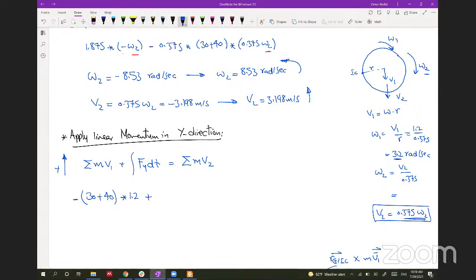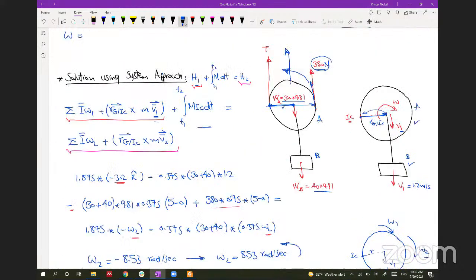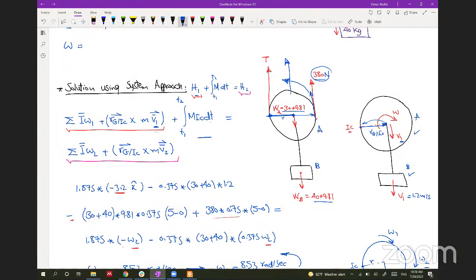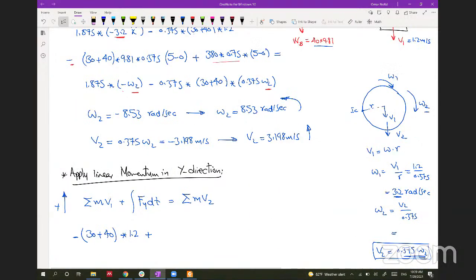Plus the sum of the forces in the y direction. For the forces in the y direction, we have T plus 380 going up, and the weights going down. We have 30 kilogram and 40 kilogram, so it's 70 kilogram going down. So let's put them here: tension plus 380 minus 70 kilogram multiplied by 9.81, because I will transform from mass to weight. So these are the forces, and let's multiply them by the time, which is 5 seconds.